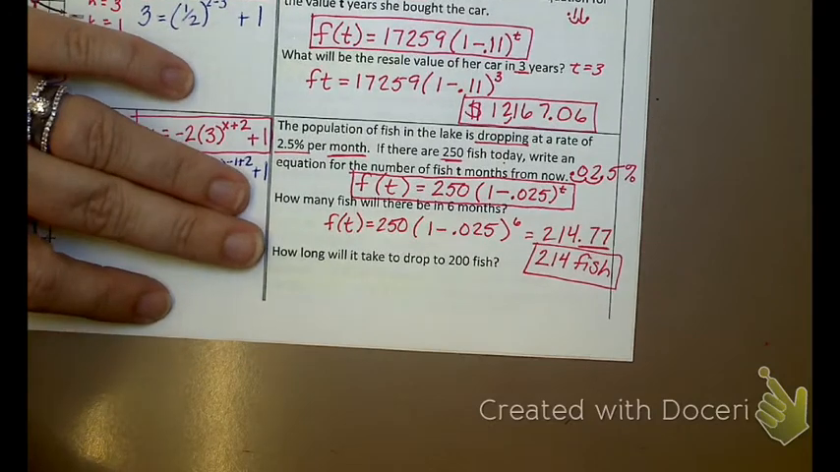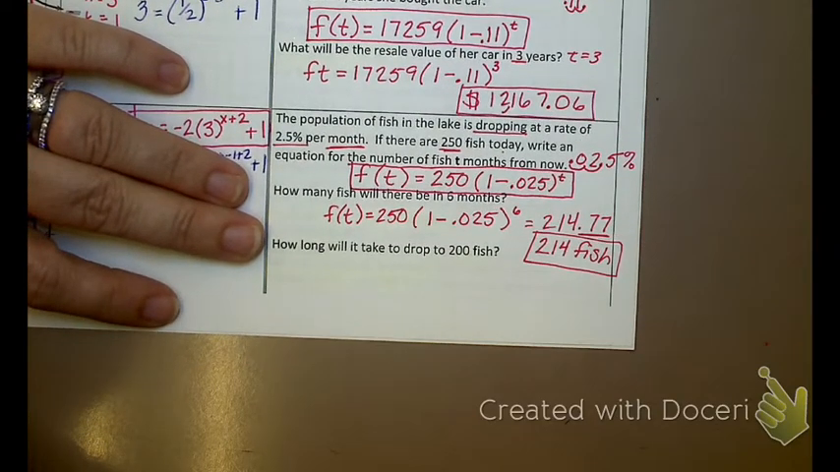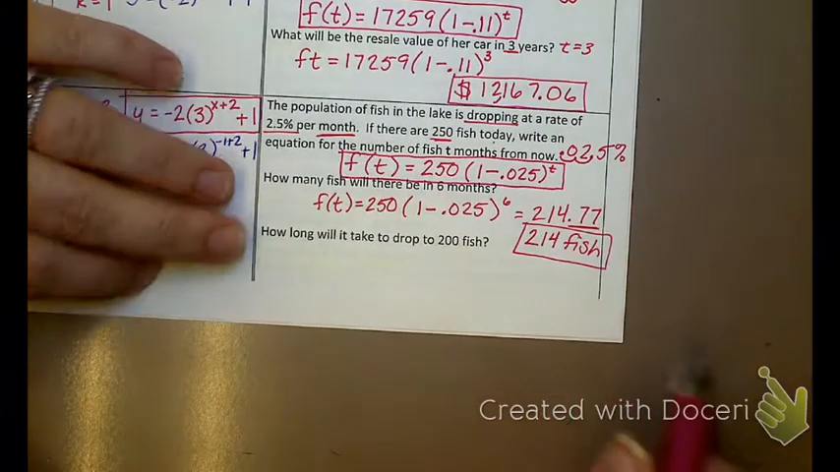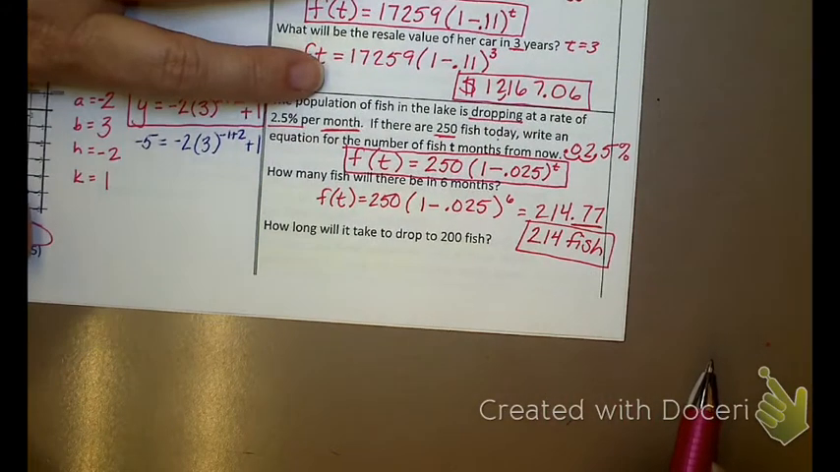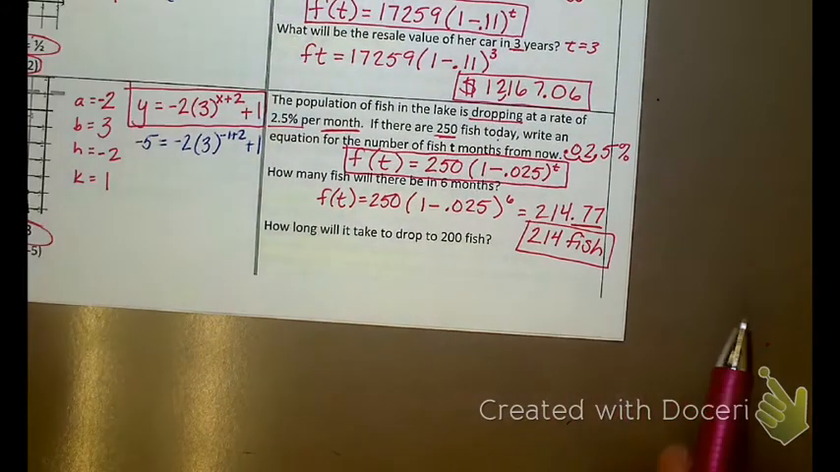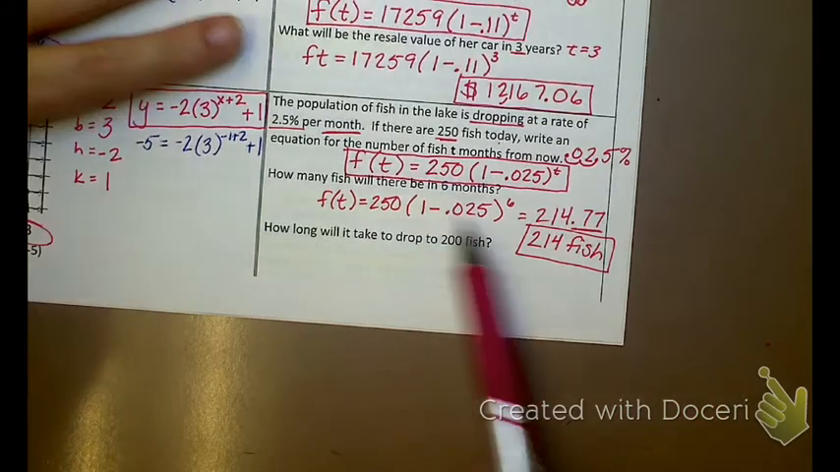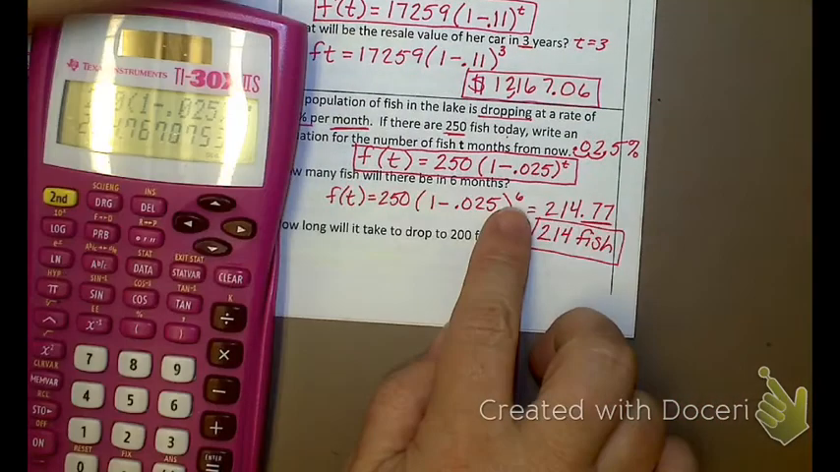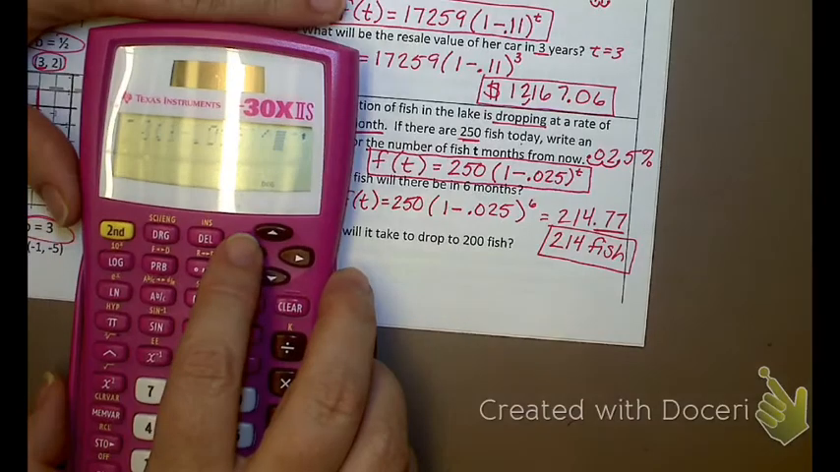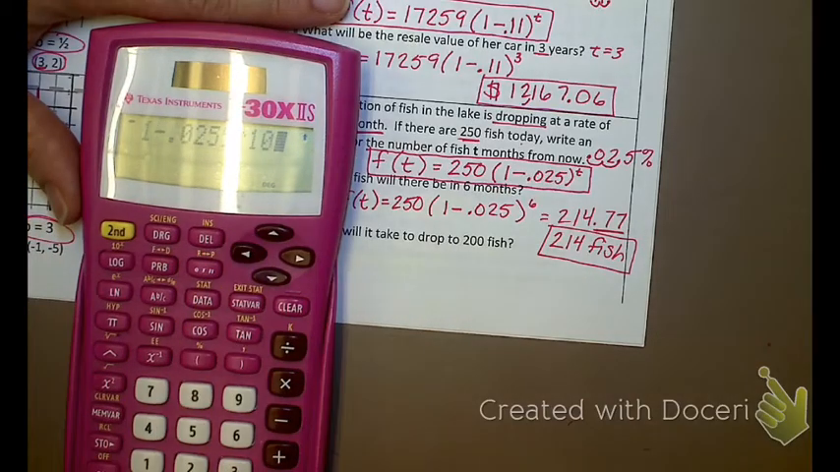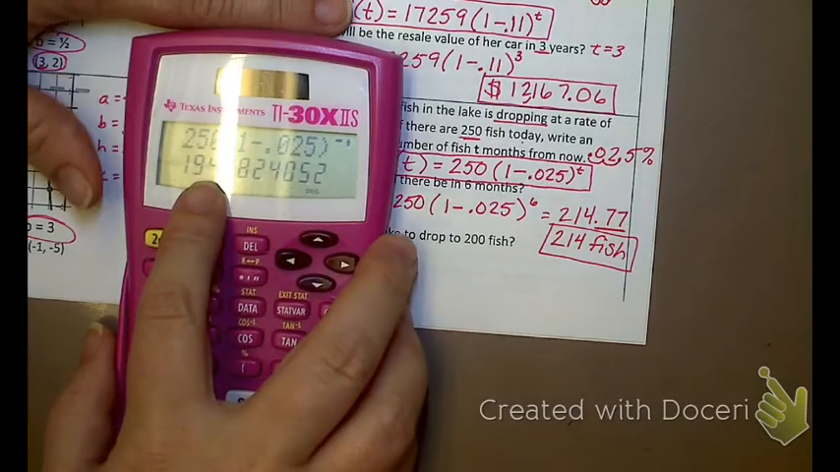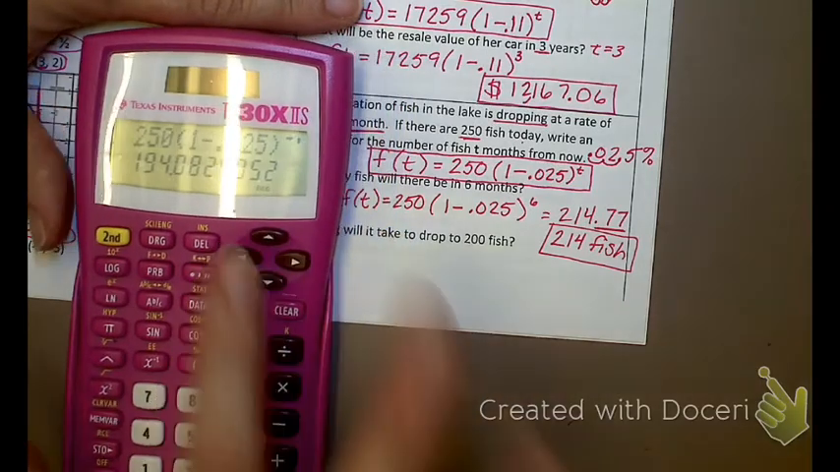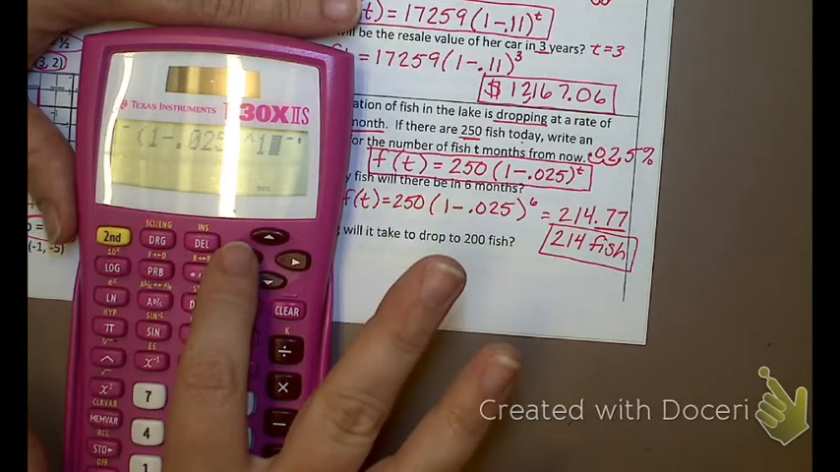Okay? How long will it take to drop to 200 fish? Well, there's not really an easy way to solve that yet. We will find an easier way in another couple chapters, but I could guess if I wanted to. 6 months it was down to 214. If I arrowed down, what if we went to 10 months? Let's see. We're below 200. Okay, so it's somewhere between 6 and 10 months.